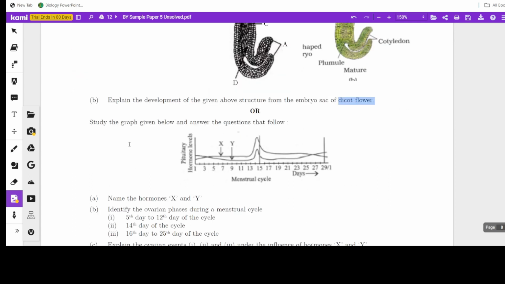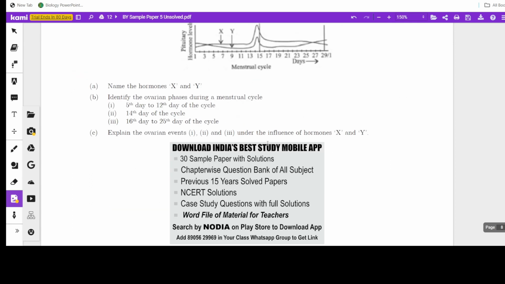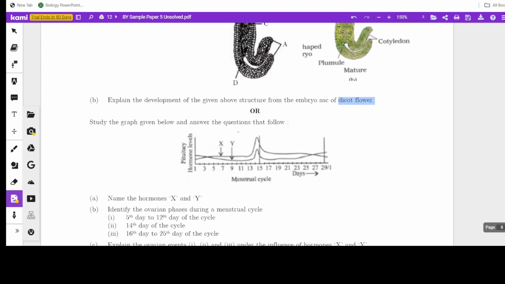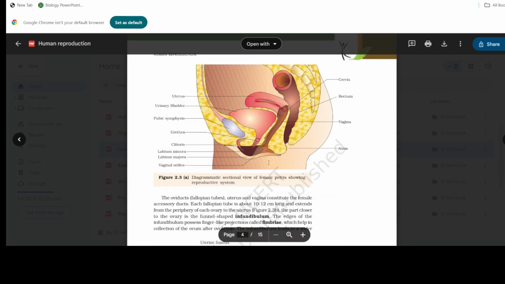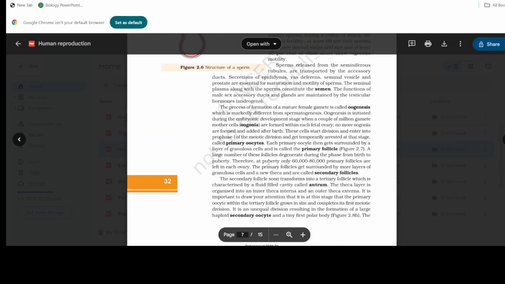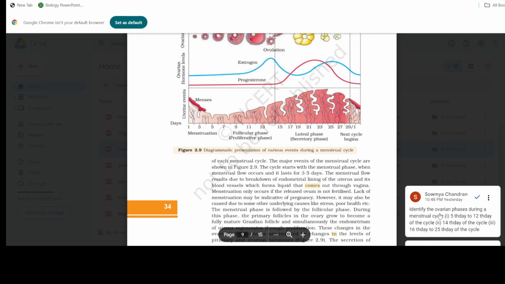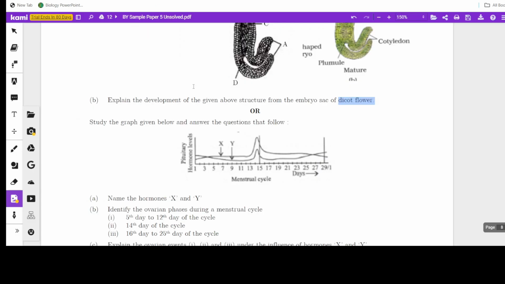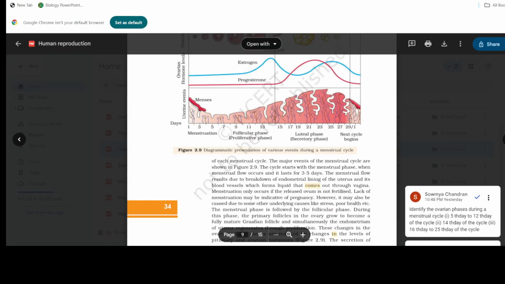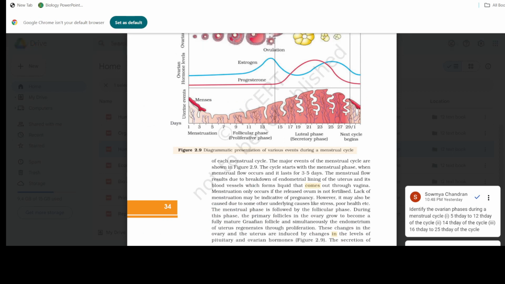Now study the graph given below and answer the questions that follow. So you know what graph it is. It's clearly mentioned, the menstrual cycle. So let's see that part. Human reproduction. Coming to the menstrual cycle, the graph given here. The questions are based on that. The first question is: name the hormones X and Y. So what are the hormones? Estrogen and progesterone.